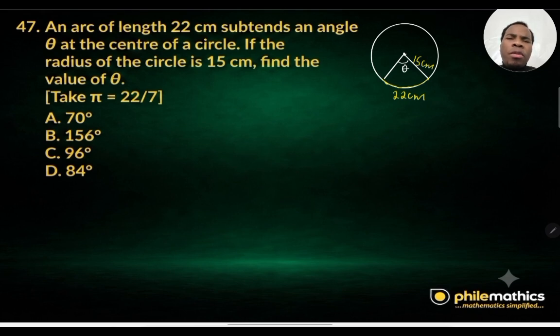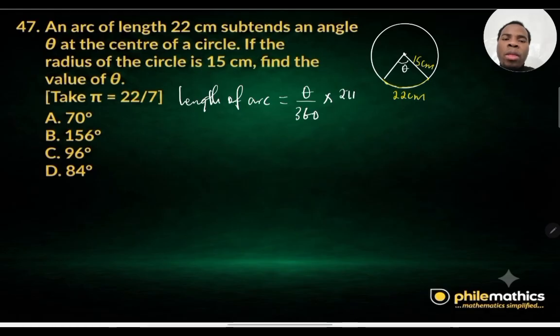You want to recall the formula for finding length of an arc. The formula for length of arc is simply theta over 360 times the circumference of a circle, which is 2 pi r. We are given length of arc as 22 cm. We are looking for theta.